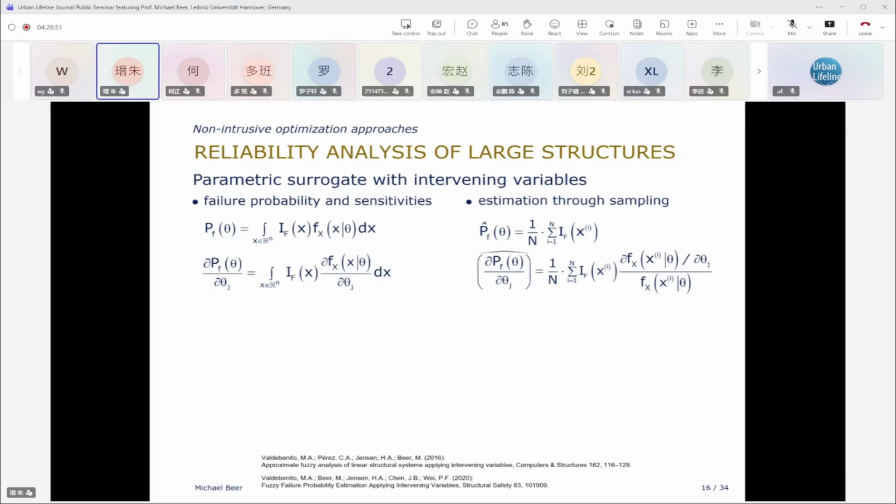This information comes from the same sample with no additional effort. So we can estimate these things basically with one shot. So this is a theoretical equation. This is the estimation through sampling. So how can we now use these things?